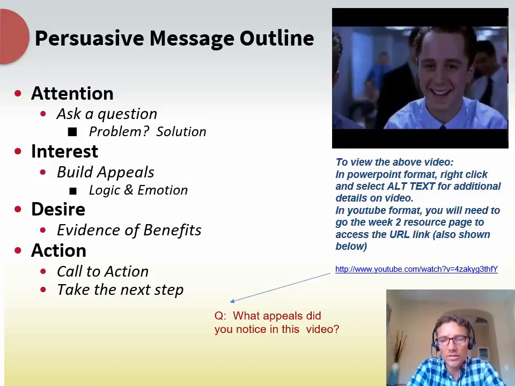Now, because this is a letter that you're writing to a business, we're probably going to focus primarily on logical appeals. Emotional appeals are more in the realm of consumer products and consumer marketing, but good persuasive messages have a mix of both. All right, so you've got the target audience's attention, you've got their interest through your appeals, and the next step is to actually get them to desire.